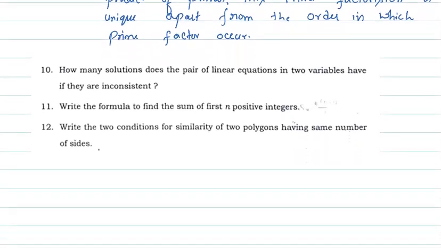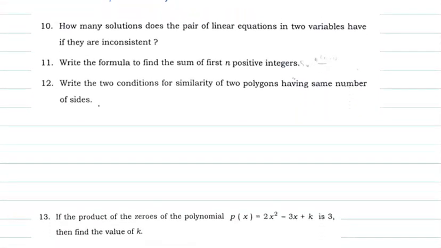Now I am moving on to question number 10. How many solutions does the pair of linear equations in two variables have if it is inconsistent? They have given it is inconsistent, that means no solution. So what is the condition? How many solutions does it have? If it is inconsistent, that means it has no solutions. So if inconsistent, the lines are parallel and there are no solutions.